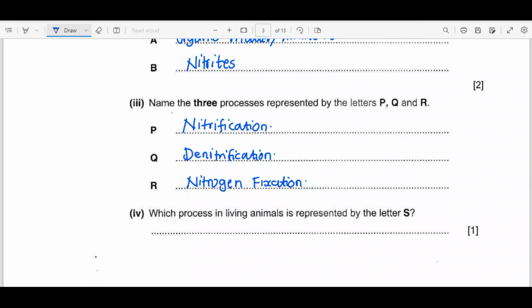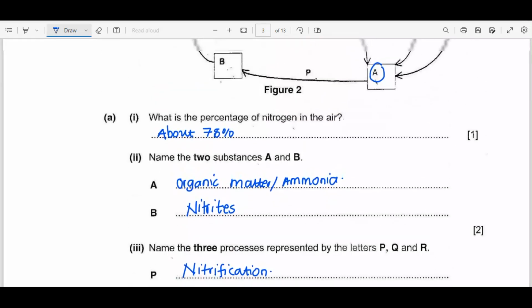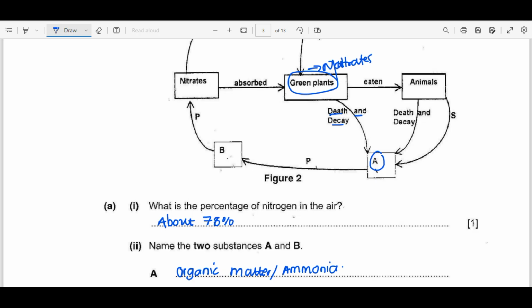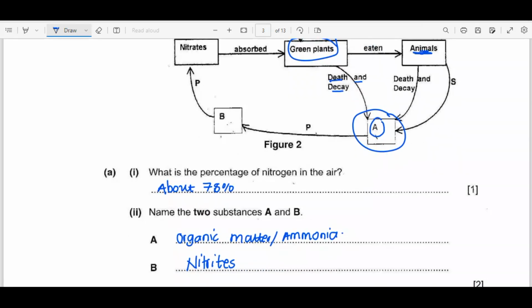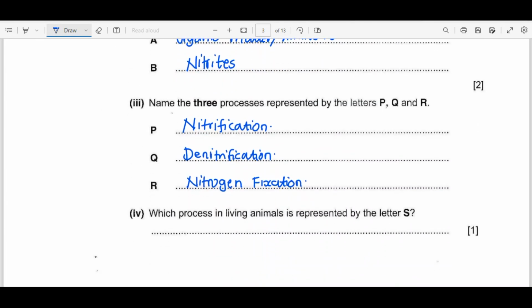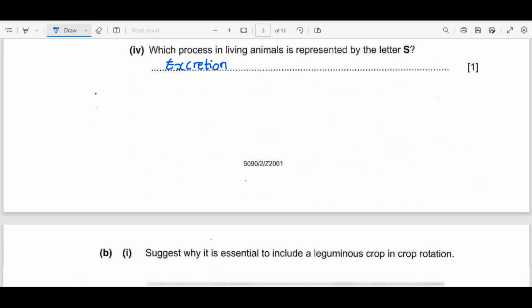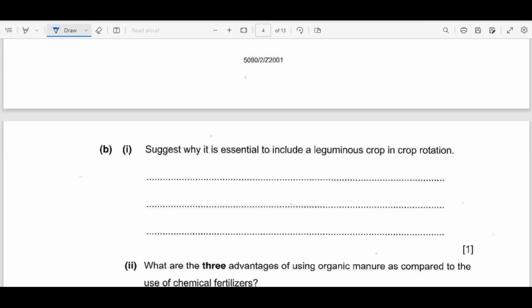Right, so move on to question Roman number 4. Which process in living animals is represented by the letter S? So where is the S? So S, we are told, is producing this compound here. So this can be excretion. So we just say excretion. So during excretion, there are waste products that are produced which contain an element of nitrogen.